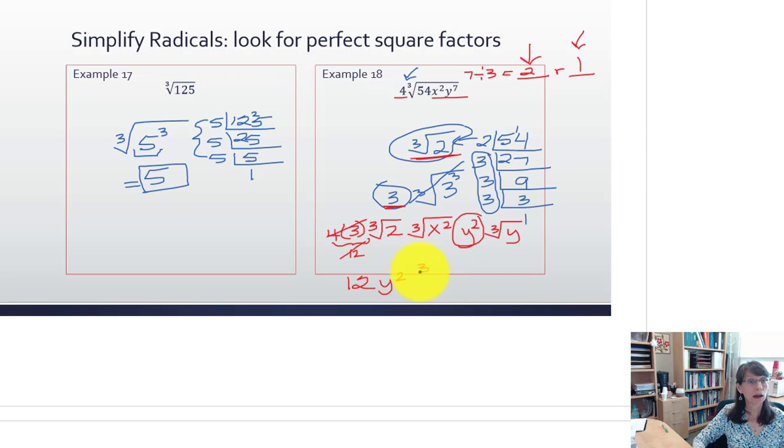So remaining under the cube root, I have 2, I have x squared, and we have y. So make sure your radical sign is covering every term that's remaining under the root. So the final answer is 12y squared times the cube root of 2x squared y.